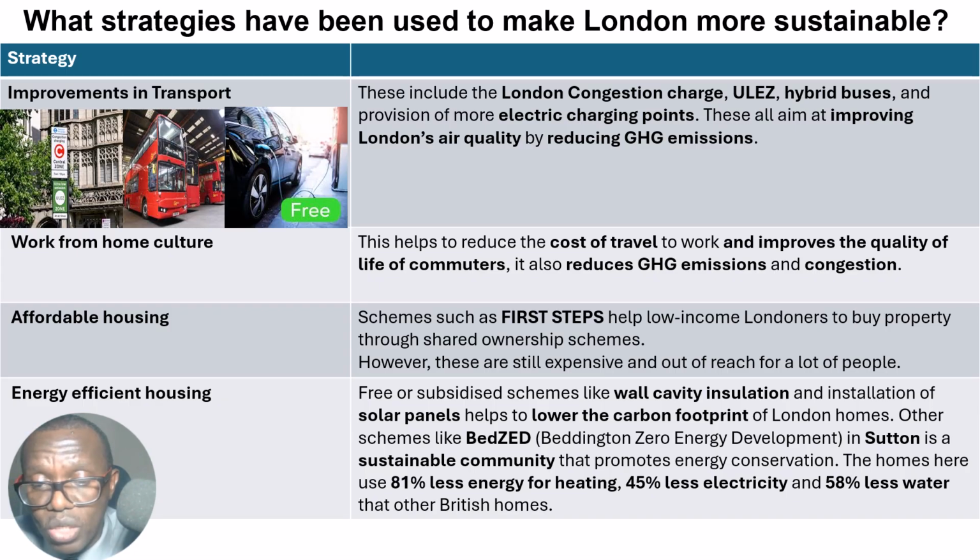There are other schemes as well, like BedZED. This one is an important one and a good one to remember. This is the Beddington Zero Energy Development, and it's in Sutton. It's a sustainable community that promotes energy conservation. The homes here use 81% less energy for heating, 45% less electricity, and 58% less water than other British homes. So these homes in this particular BedZED community are very sustainable.